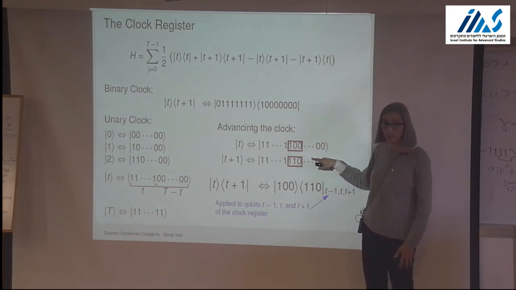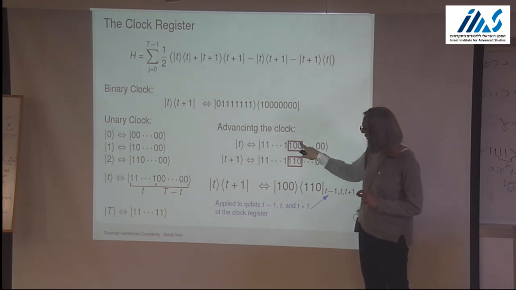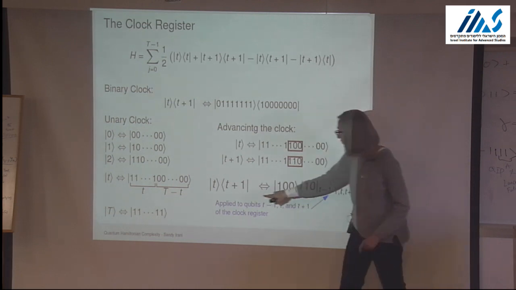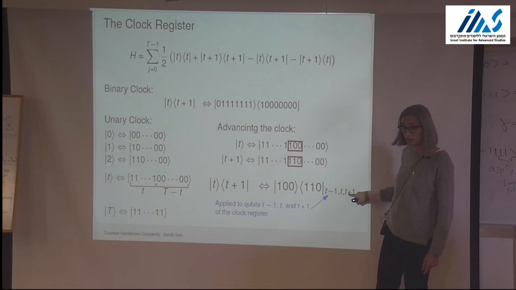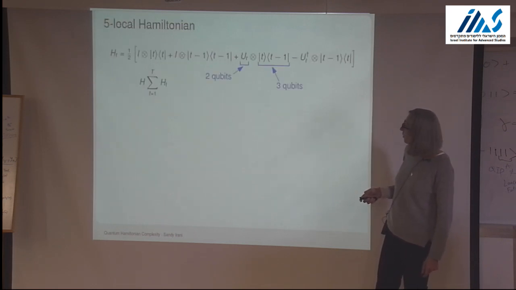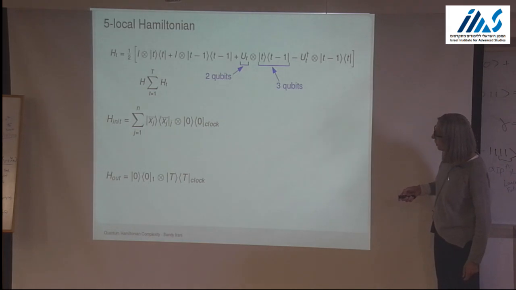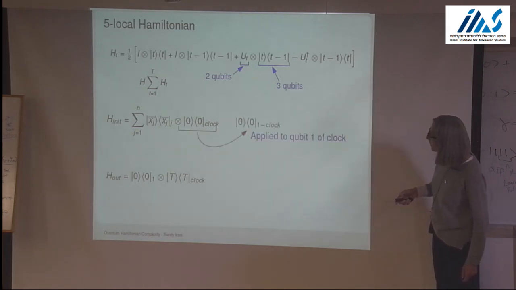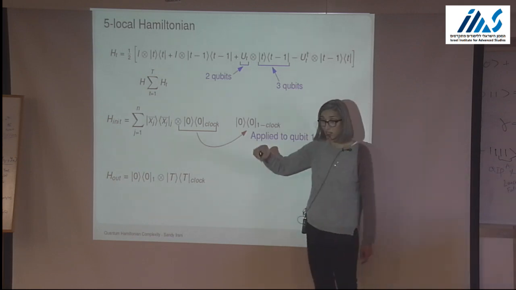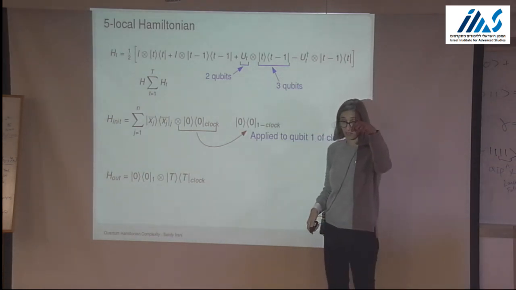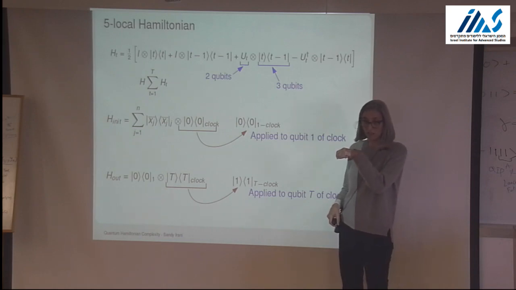In order to advance the clock, I need a 3-qubit operation. It's tempting to go to 2, and I will show in a second why that doesn't work. Here I'm advancing the clock from t to t plus 1 by applying this 3-qubit operation to qubits t minus 1, t, and t plus 1. That's 5, because 3 plus 2. So that's a 5-qubit operation. There it is, the 5-local Hamiltonian. For H init, to test if I'm at time 0, I just look at the first qubit and ask, is it 0? To test if I'm at time t, I look at the last clock qubit and ask, is it 1?